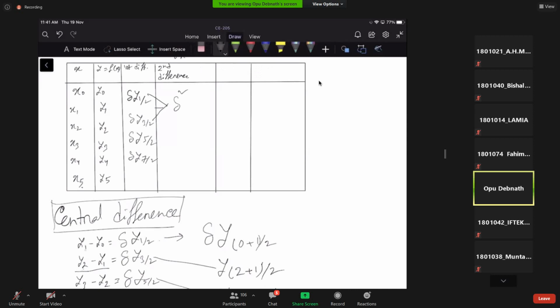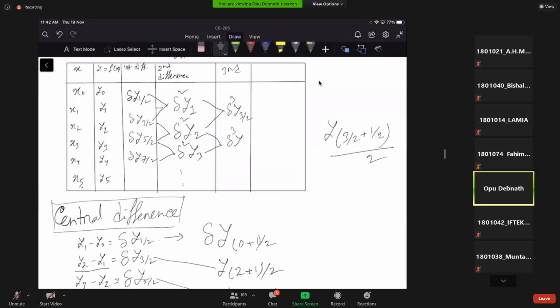I'm not showing the details. For the second difference, this will be del square y, and what will be the suffix? Simply 3 by 2 plus half divided by 2. That means y 3 by 2 plus half divided by 2, and you will get this is 1. Similarly, for this, you will find 2. For this, y 3, and so on. Again, for this third difference, you will find del cube y 1 plus 2, that means 3 by 2, y 5 by 2. So these are the mathematical expressions.